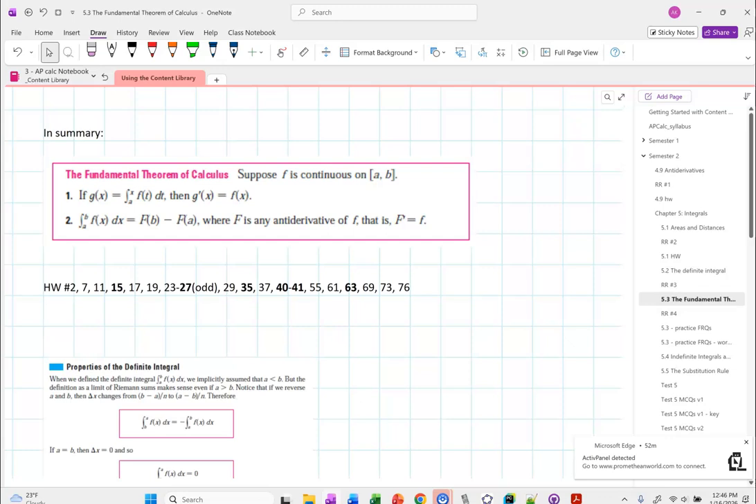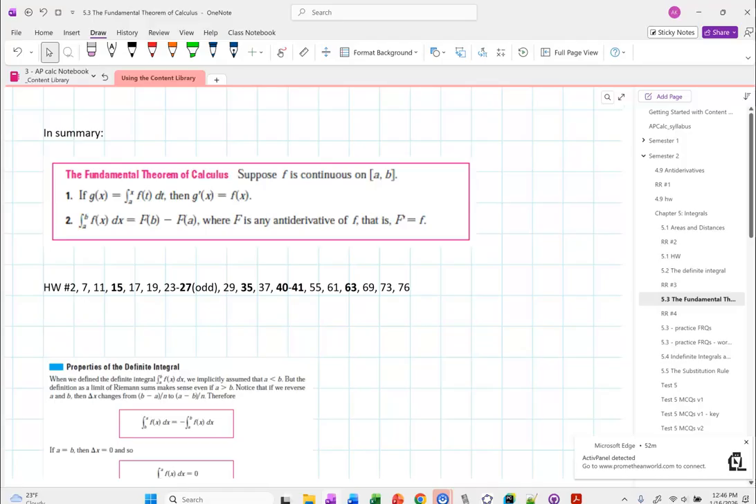Questions? We're stopping here. This is good. So, the takeaway: what part of 5.2 do you really need to have going forward for an AP exam?